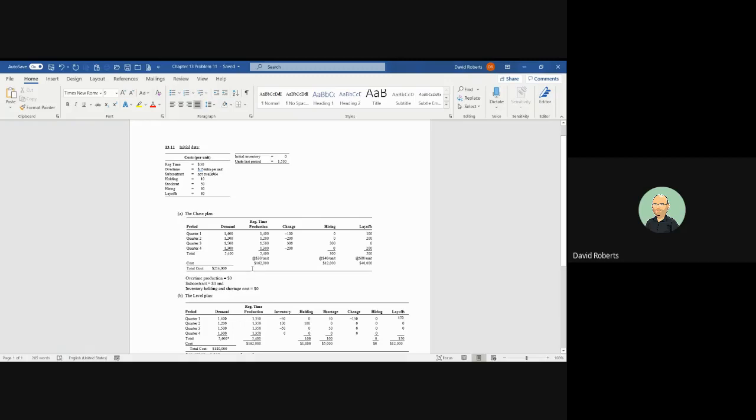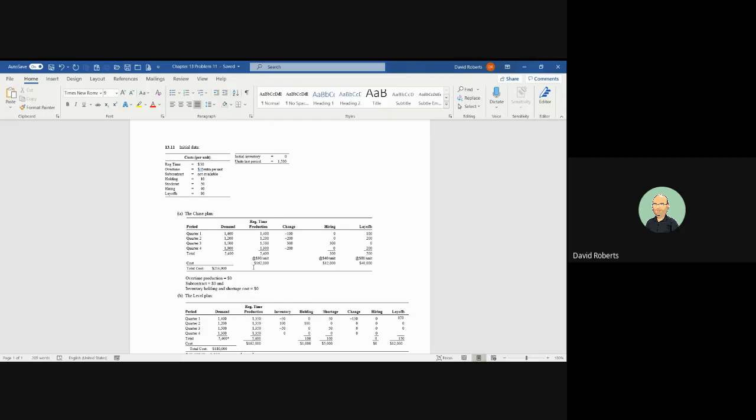Problem 1311. First thing you should do when you look at a problem like this is make sure that you understand whether you're using chase or level, and also pay attention to the costs that are given to you in the table, which is replicated at the top of the screen. And in this case, we have 4 quarters for this particular problem. It's not done monthly, it's done quarterly.